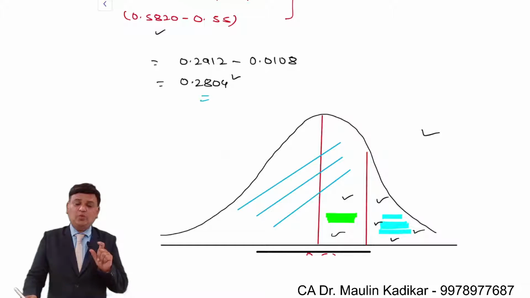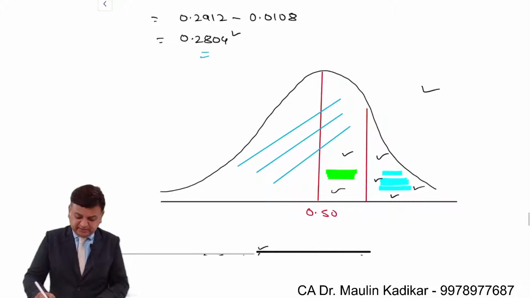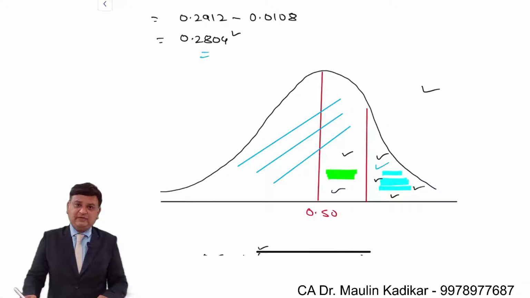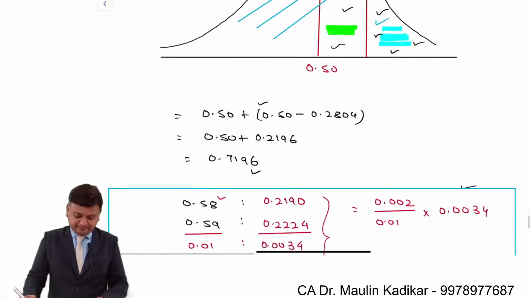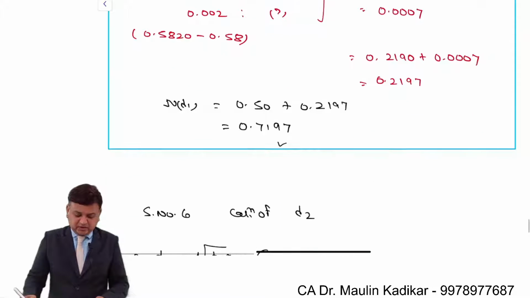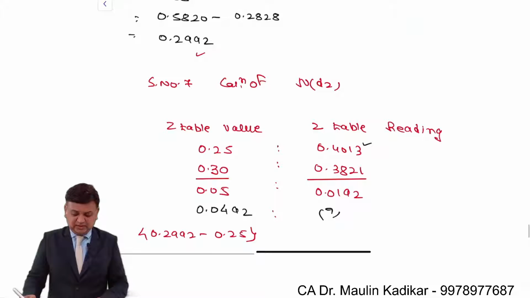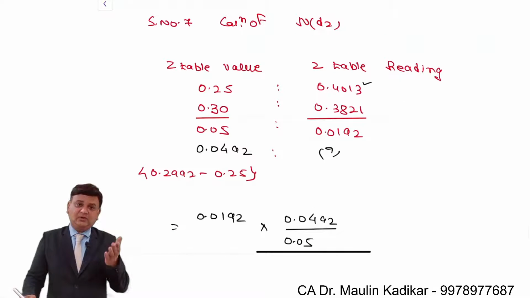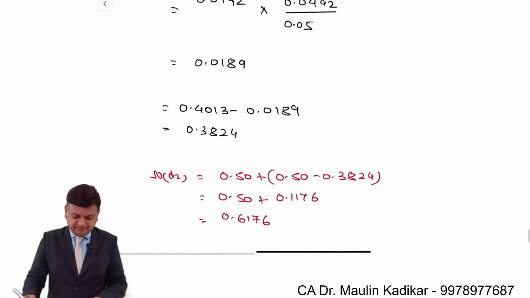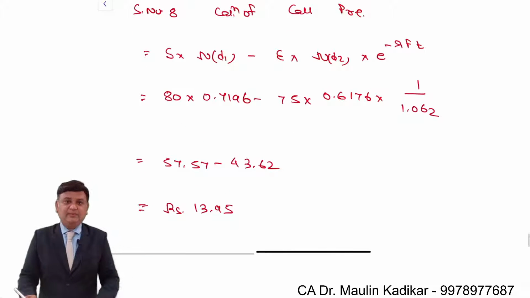Okay, so over here, we have made the computation of the reading. Since it is the one tail, you have been provided with the opposite side reading. So that will be deducted from 0.5 for the purpose of doing the answer. And accordingly, we have computed ND1. D2 calculation is simple. ND2 calculation is similar to ND1. No change. And then the call premium is calculated.